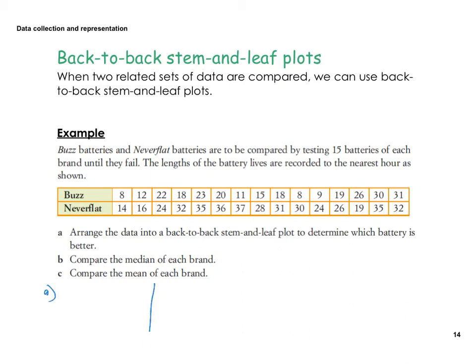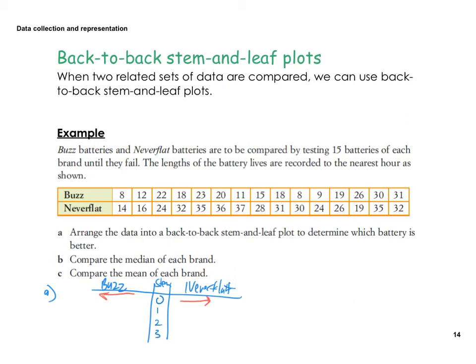Our stem's in the middle. On one side we have one set of data which is Buzz, then we have Never Flat over here. Now from lowest to highest, this one's going to read this way, and this one's going to read this way. Okay, so let's look at the numbers. We've got single digit numbers, we've got teens, 20s, and 30s. So 0, 1, 2, 3.